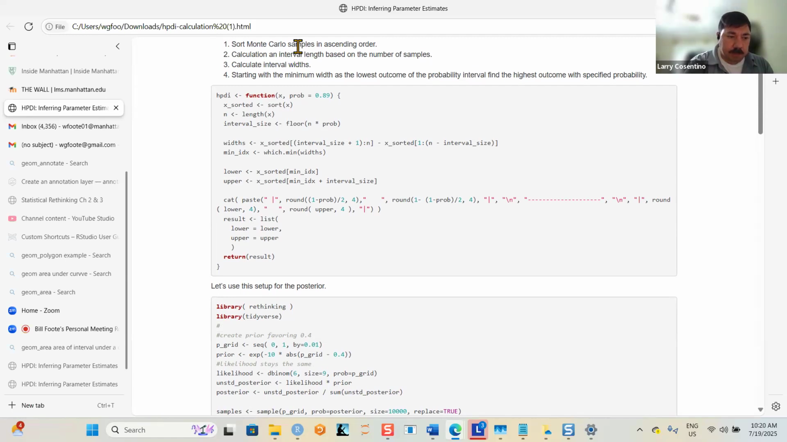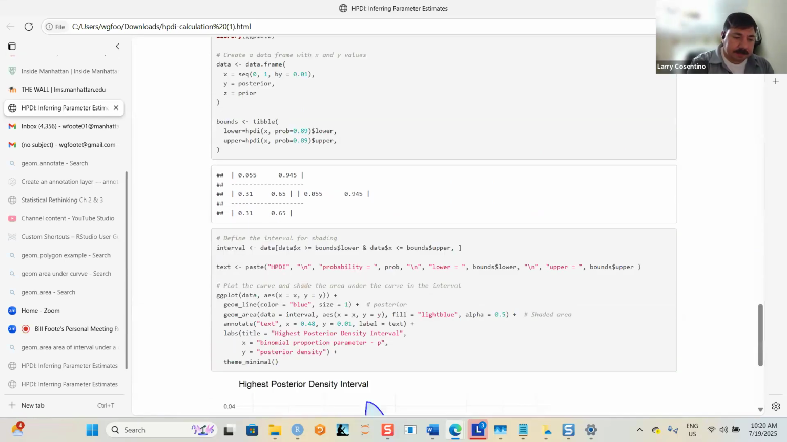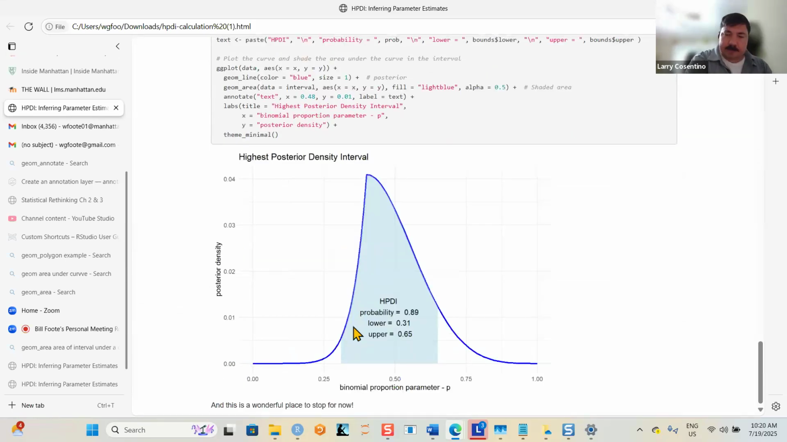We sort Monte Carlo samples, calculate an interval length, calculate interval widths, because what we're really trying to do with HPDI is move this window around, making sure it's at 89%. And if you take the top, you see it's asymmetric. The window is asymmetric.